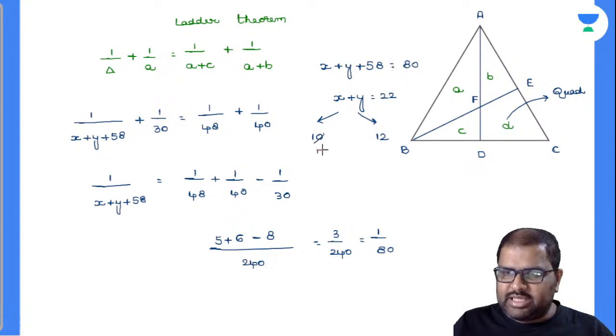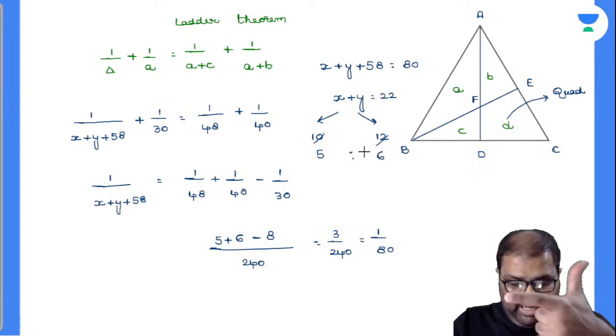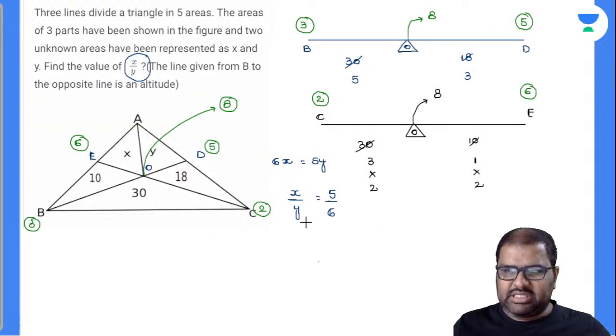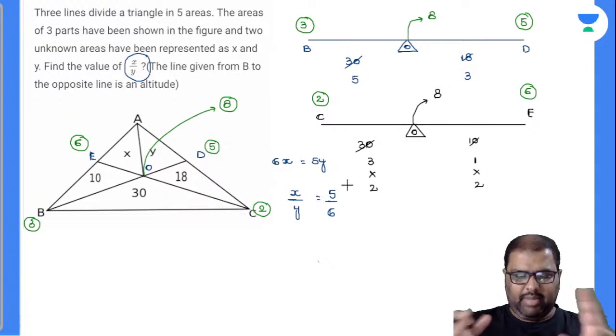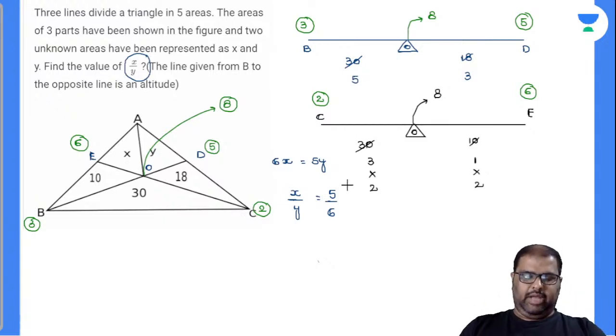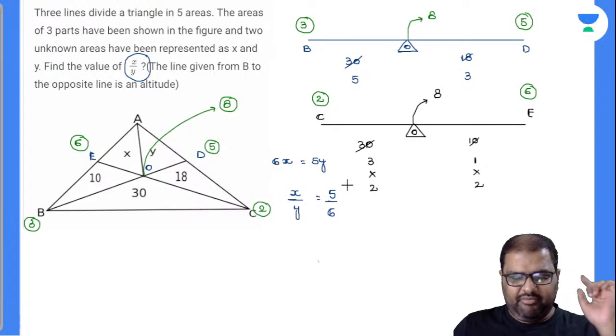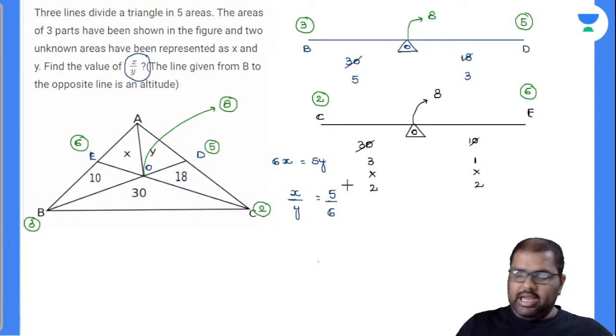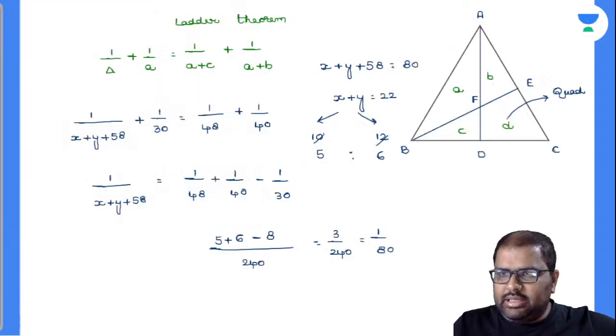What is the ratio of x plus y? Is it 5:6? So why I am taking like this means already I have proved in the previous question. That's why I am writing down like this. I hope I am clear. I will solve one more question regarding ladder theorem and I'll come back, right?